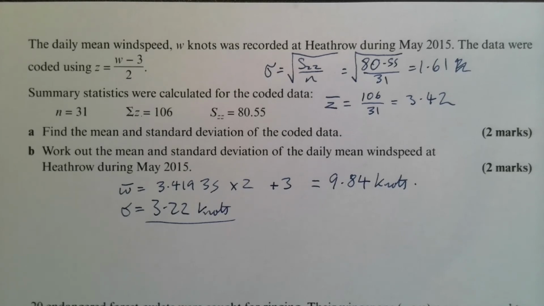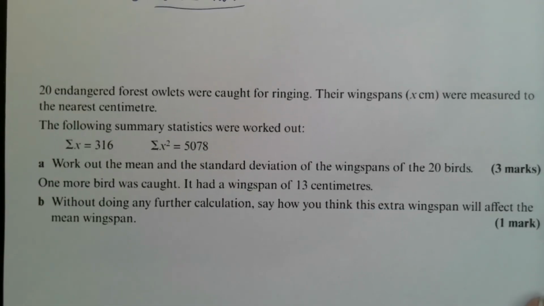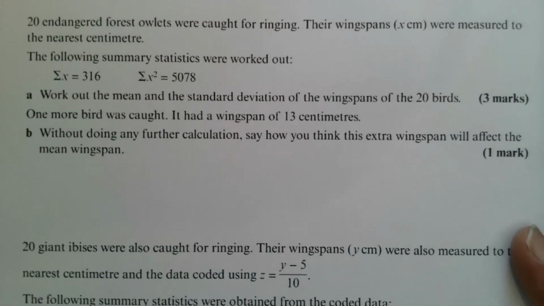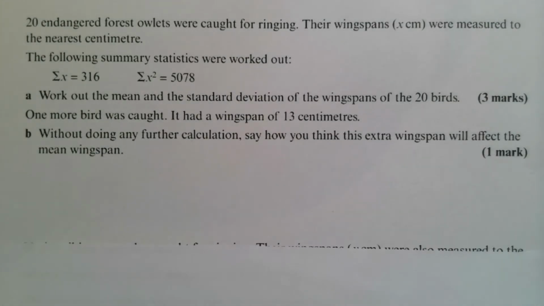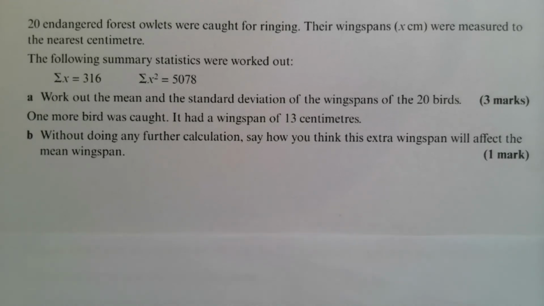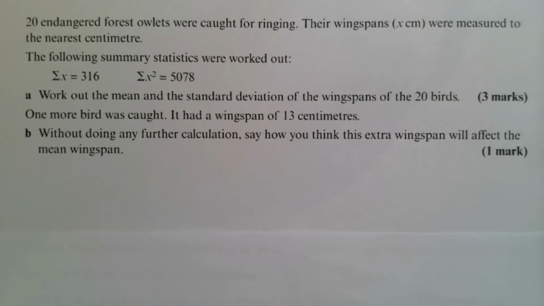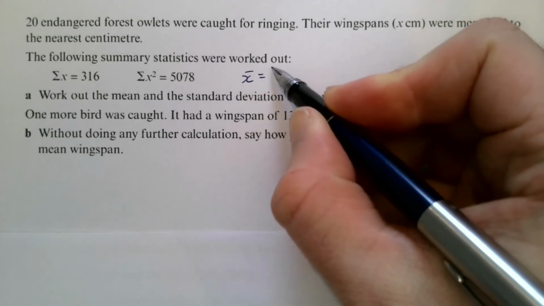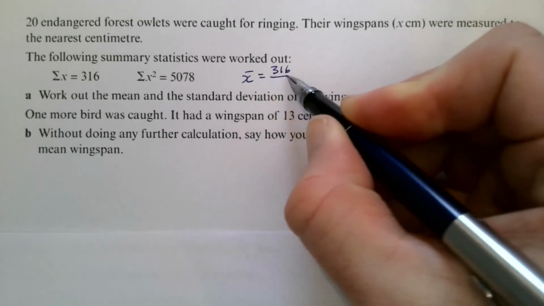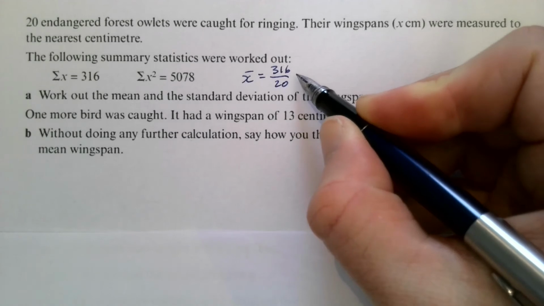Great. Right, one more big question to go now. It's in 2 parts, so I'll just give you the first part about the owlets. You have to wait for the giant ibises. So we're into rare birds territory, folks. Right, starting off, the mean is pretty simple, isn't it? The mean is going to be how many we've got all together divided by how many owlets we've got, which is 20.